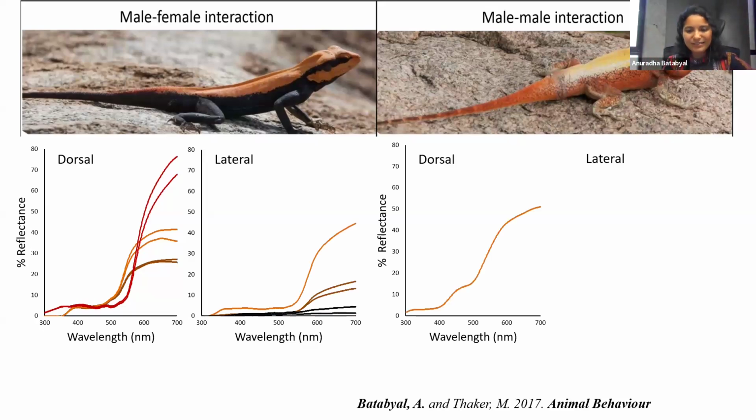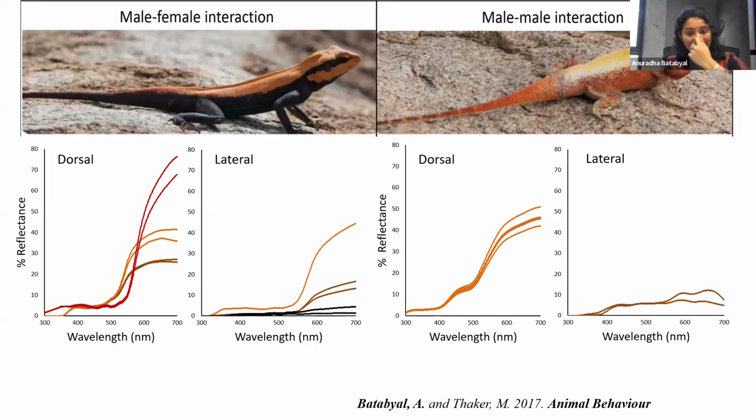During male-male interactions, as you see here, the dorsal part is kind of yellow, so they don't change much from their neutral state. The neutral state is a yellowish brown color, which they use to match their background. And then the lateral part is again becoming orange, so it's becoming brighter.